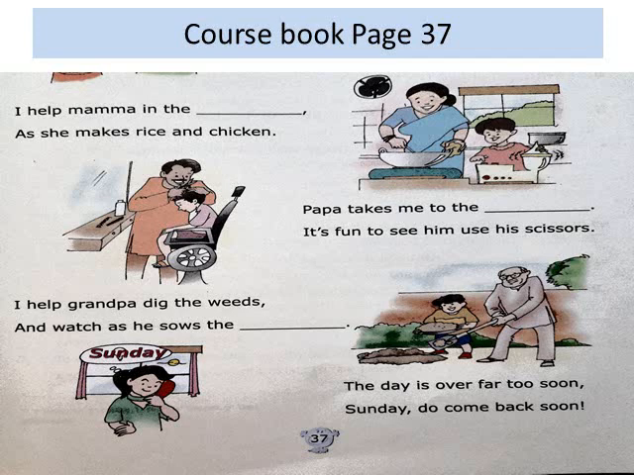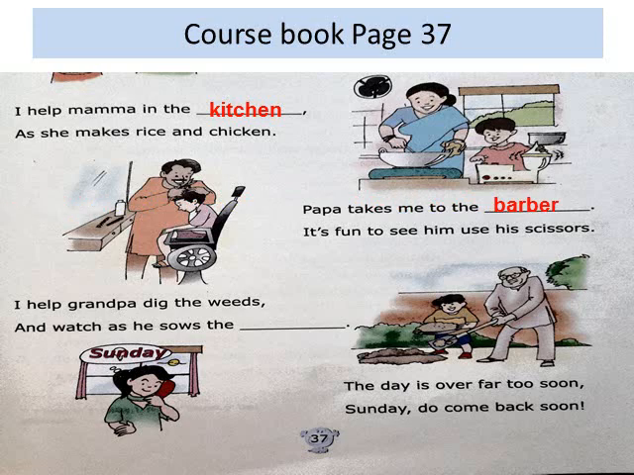Okay, let us see further. I help Mama in the dash as she makes rice and chicken. What place can you see here? In this picture? Yes, you guessed it right. It is very easy. Kitchen. I help Mama in the kitchen as she makes rice and chicken. Very good. Next.